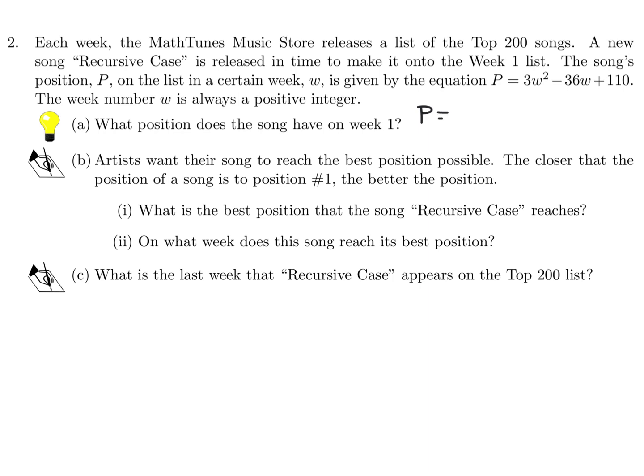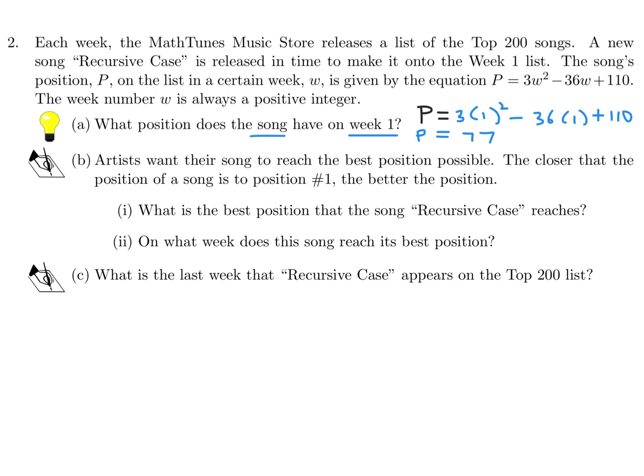So when we have week 1, we are basically substituting W for 1. So just put W is equal to 1 and solve this. And when you do this math, this is 3 minus 36 plus 110, which I believe is 77. So that means that on week 1, the song will be on position 77.